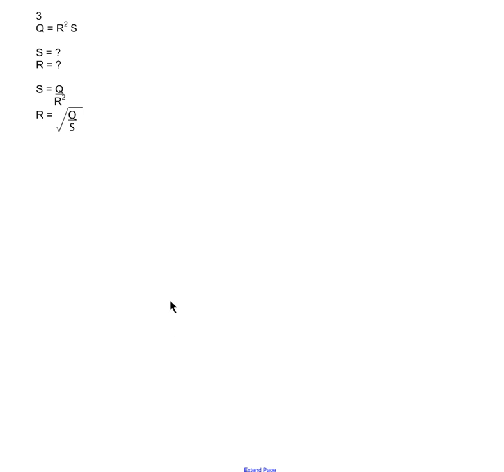Here's an example for you to try. If Q is equal to R squared S, what is S equal to and what is R equal to? Stop the video here to work it out. The next page has the answers. Hopefully you have found that S is equal to Q over R squared and R is equal to the square root of Q divided by S.